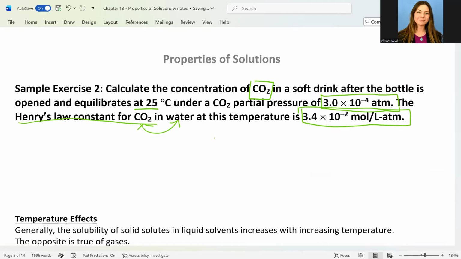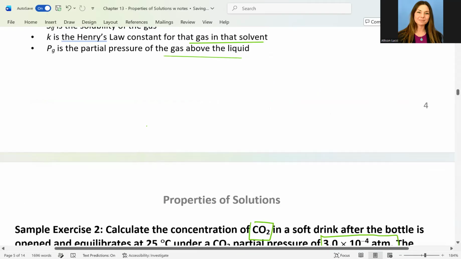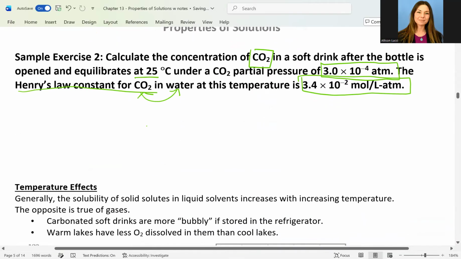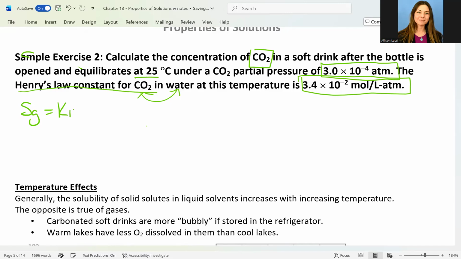So using that equation on the page above here, Sg equals Kh times Pg. So we'll rewrite that over here. So we have Sg equals Kh Pg. And now we'll just plug in these values and then we can calculate our solubility or our concentration. So we're going to see that our units will be in moles per liter.